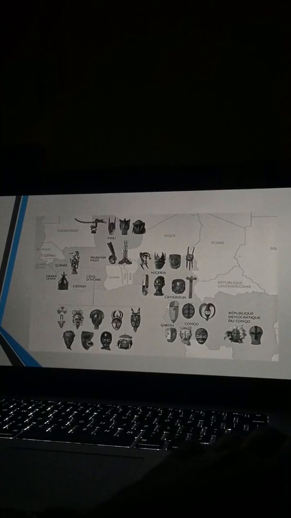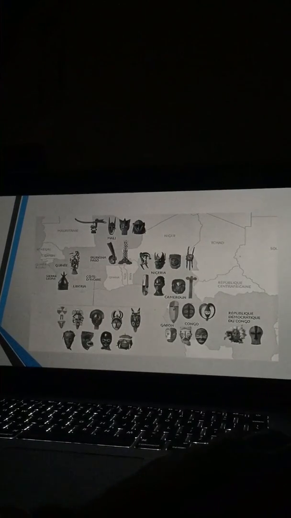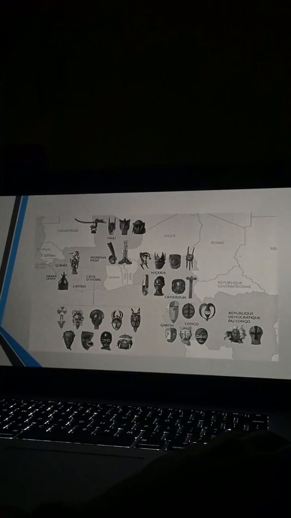Here you can see a mini map of different regions of Africa and how the masks vary between those regions. Some are circular, some more animal-like, some have more lines, brighter colors, and so on.